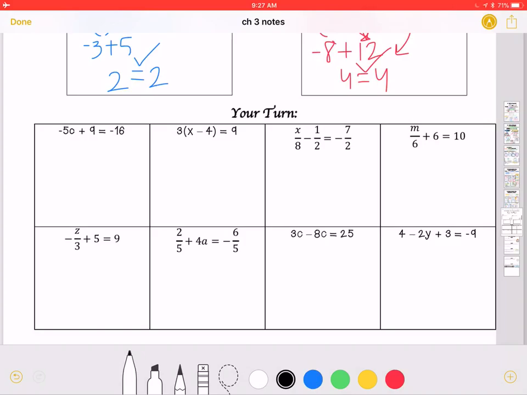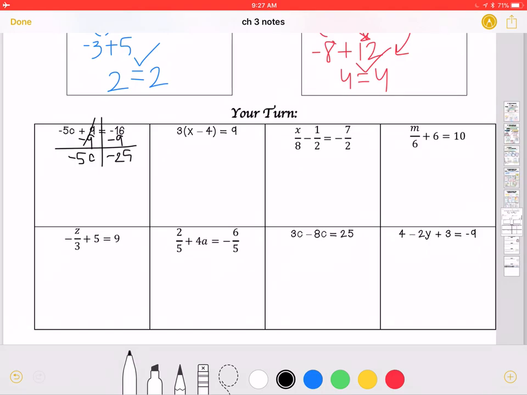Remember, you get rid of your addition or subtraction first. So I'm going to subtract 9 on both sides. You can always draw a line where the equal sign is. Sometimes you'll see me do it, sometimes I might not. It's all preference. So now, negative 16 and a negative 9 gives me a negative 25.